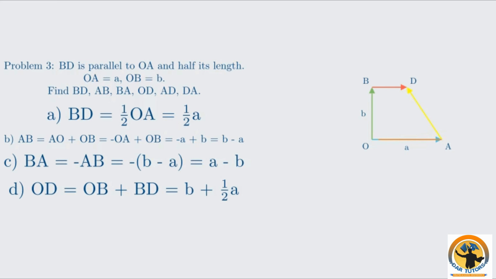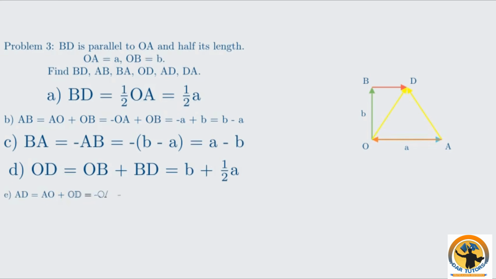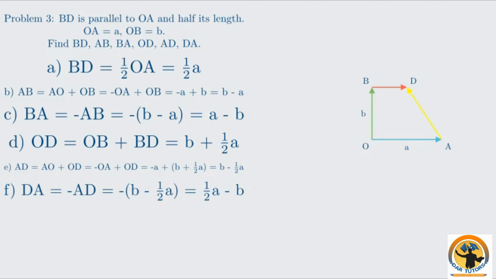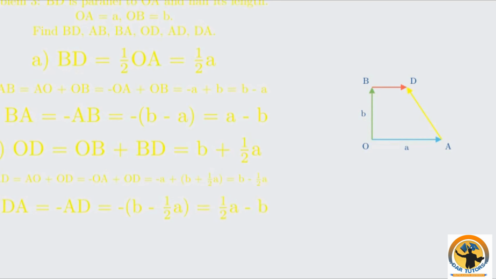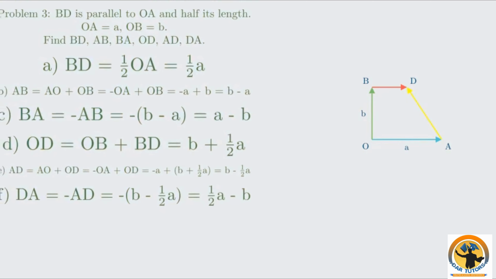Let's find AD. We can go from A to D by going from A to O, and then from O to D. AD equals AO plus OD. AO is negative A, and OD is B plus 1/2 A. Adding them, we get negative A plus B plus 1/2 A, which simplifies to B minus 1/2 A. Finally, DA is the negative of AD. So DA equals negative of B minus 1/2 A, which is 1/2 A minus B. This problem demonstrates how to use given information about parallel lines and lengths to build up complex vector expressions from simpler ones.